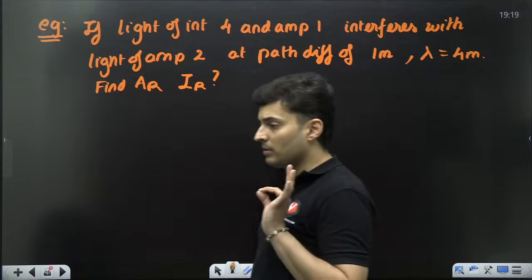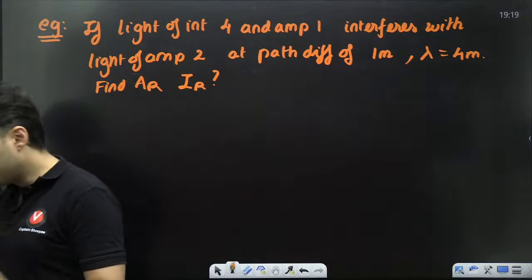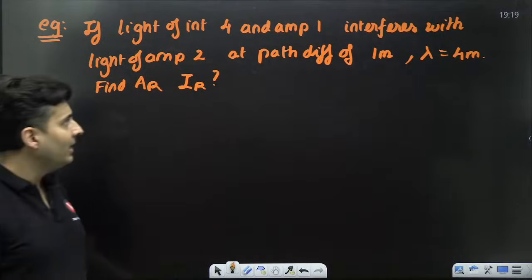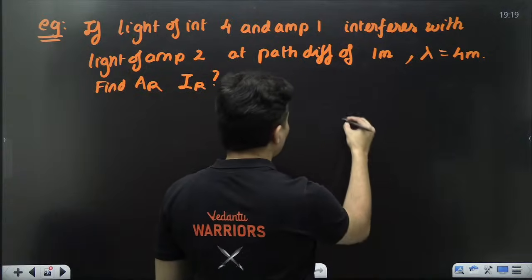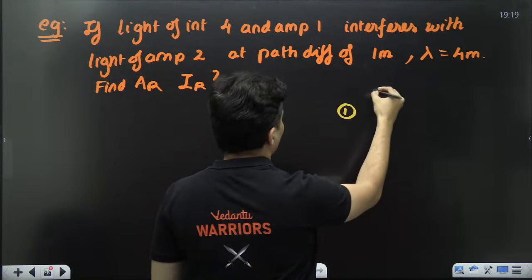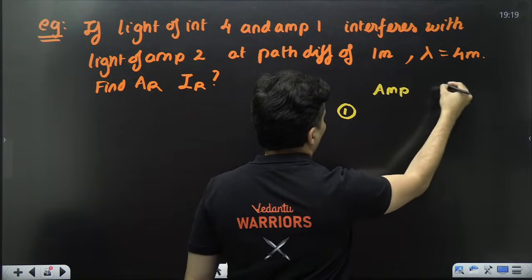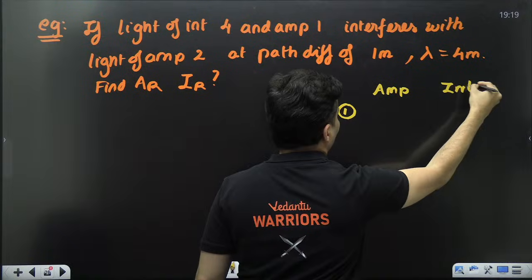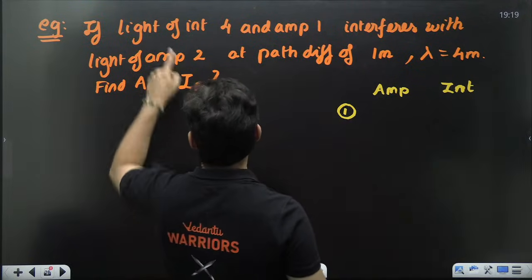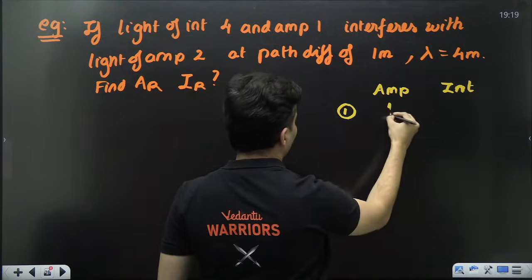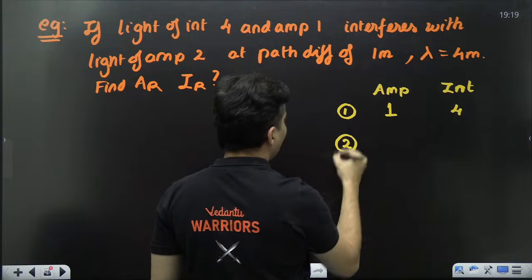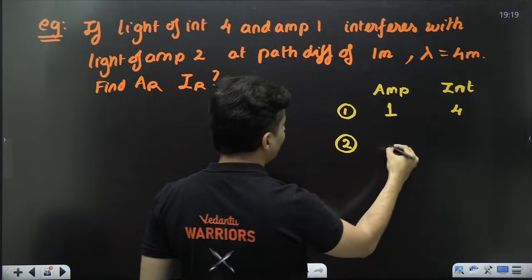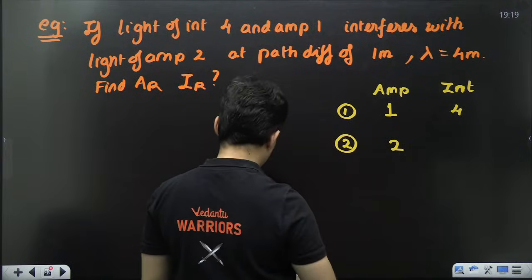Let's try to do this problem systematically. Everyone with me? Let's write down whatever we know. So for wave number 1, what is the amplitude? What is the intensity? Wave number 1, the amplitude is 1. The intensity is 4 units. For wave number 2, the amplitude is 2, intensity not given.